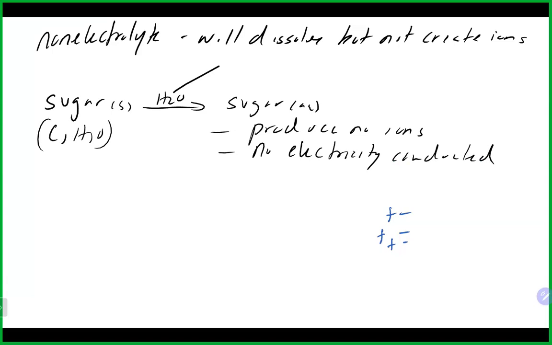So there are certain things that could still dissolve, but the lack of their ability to create any ions will prevent them from conducting electricity. Any questions on that there?